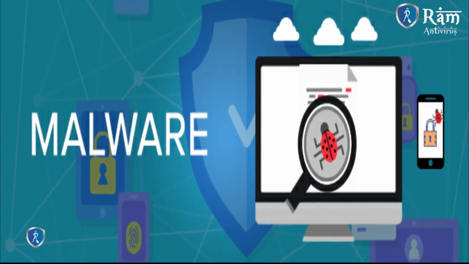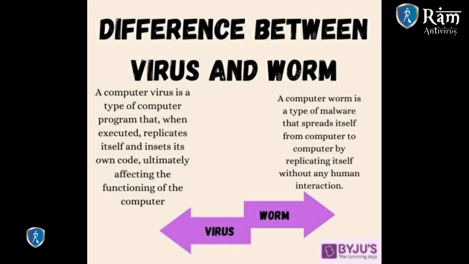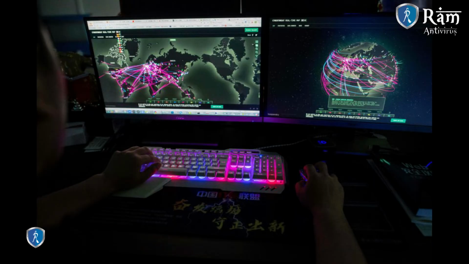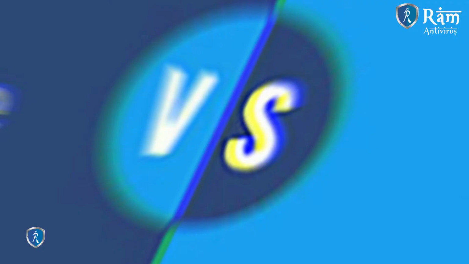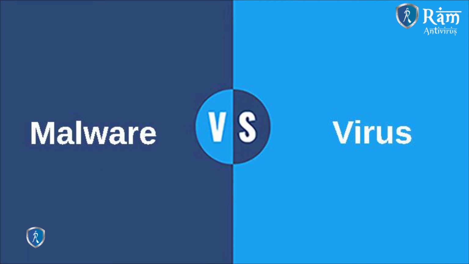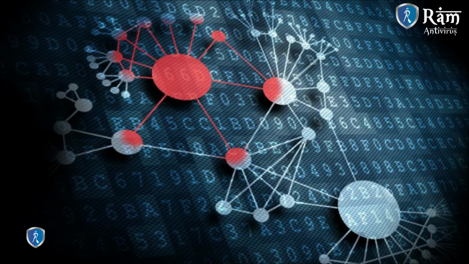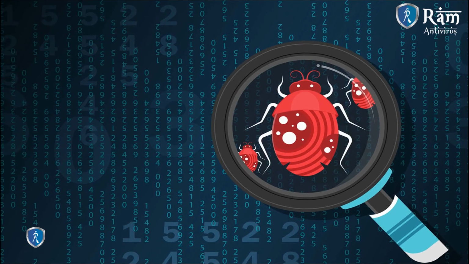Malware, which is short for malicious software, is the blanket term for any type of virus, worm, Trojan, and other harmful computer programs used by hackers to cause destruction and gain access to sensitive information. The main question is the difference between a virus and malware. A virus is a type of malware, so all viruses are malware, but not every piece of malware is a virus.